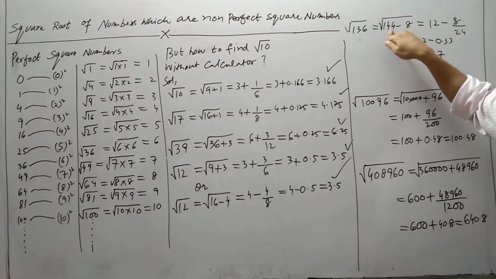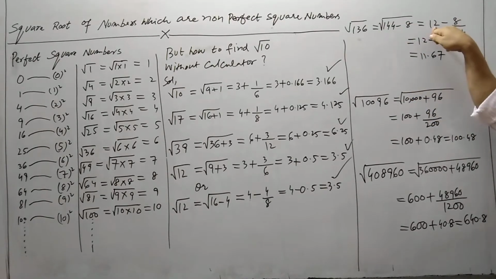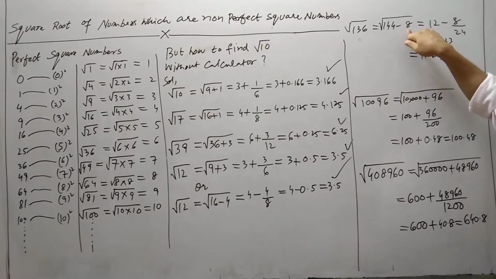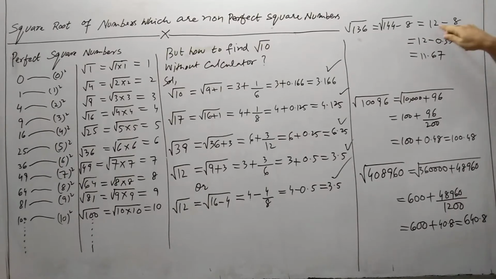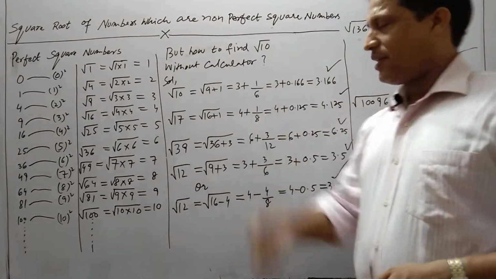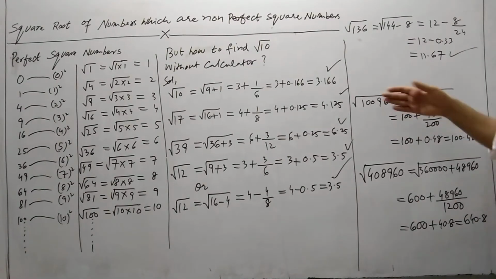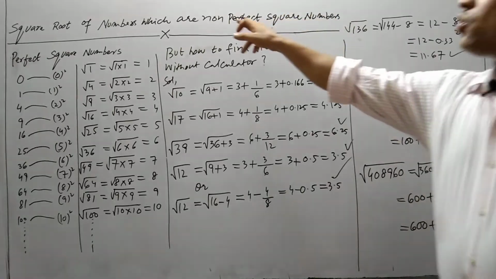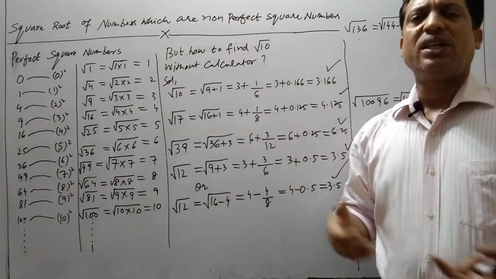What is the square root of 144? The square root of 144 is 12. If you see minus over here, you have to write minus over here. This 8 can be written the same, upon multiplying this number by 2 to get 24. 12 2s are 24. So 12 minus 8 upon 24 is 0.33. 12 minus 0.33 is 11.67. You can check the answer from the calculator. You will get the same answer. See, even for a very large non-perfect square number, finding the square root is very easy.